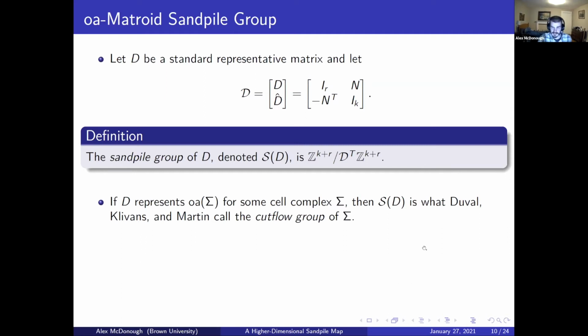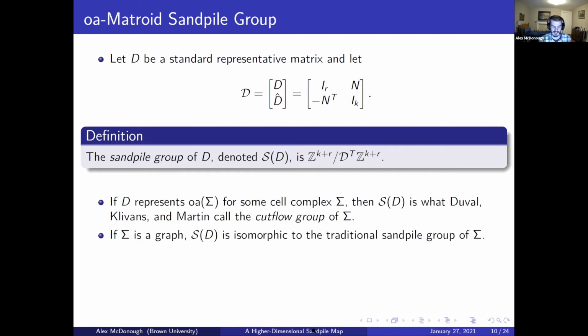And this ends up being connected to other versions of Sandpile groups. So if D represents the OA matroid associated with some cell complex, then this is the cut flow group. And you can read Duval, Klivans, and Martin. They have a much more topologically motivated way of thinking about things. So they say things very differently, but it ends up coming up with a similar result of this cut flow group of sigma.